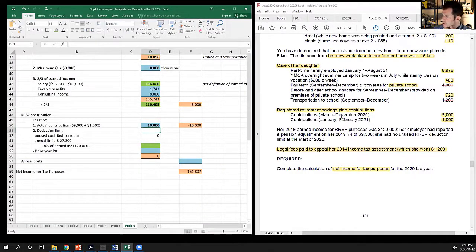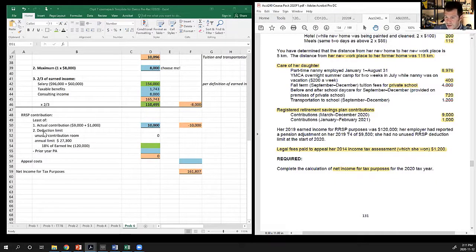So it states here, for RRSP, her 2019 earned income was $120,000. Her employer had reported a pension adjustment for the prior year of $9,500, and she has no unused deduction limit, meaning up until this point, she has deducted the maximum possible amount. There is no carry forward from the prior year. If there was carry forward unused contribution room, you just add it on, right? Like I said, if you don't use it in a prior year, it moves forward to next year, and then you can increase that limit based on the current year limitations.